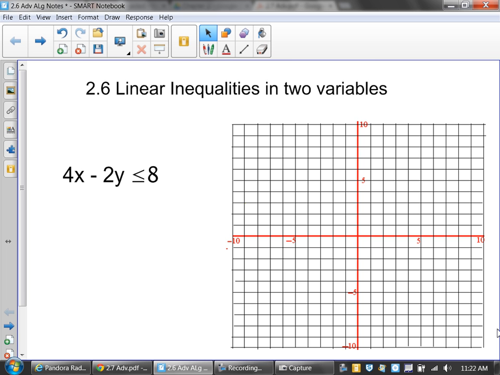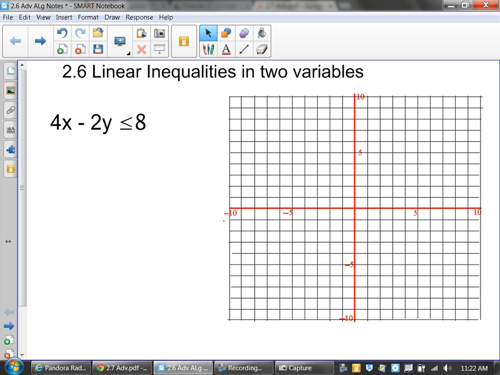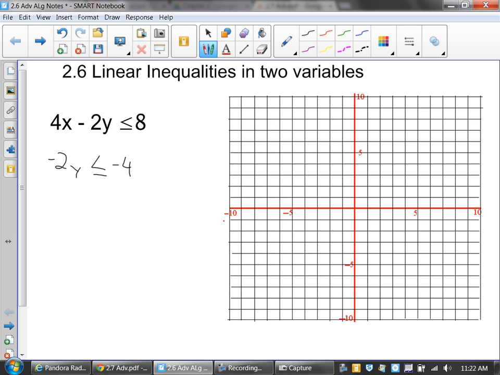So when we're doing these things again, remember, there are a couple of ways to go about it. Get it in slope-intercept form, if you like. Negative 2y less than or equal to negative 4x plus 8.